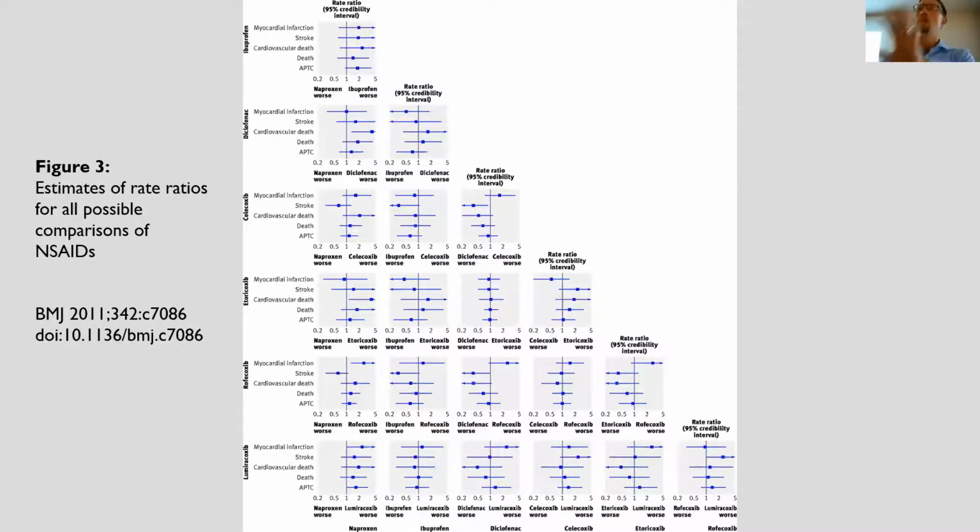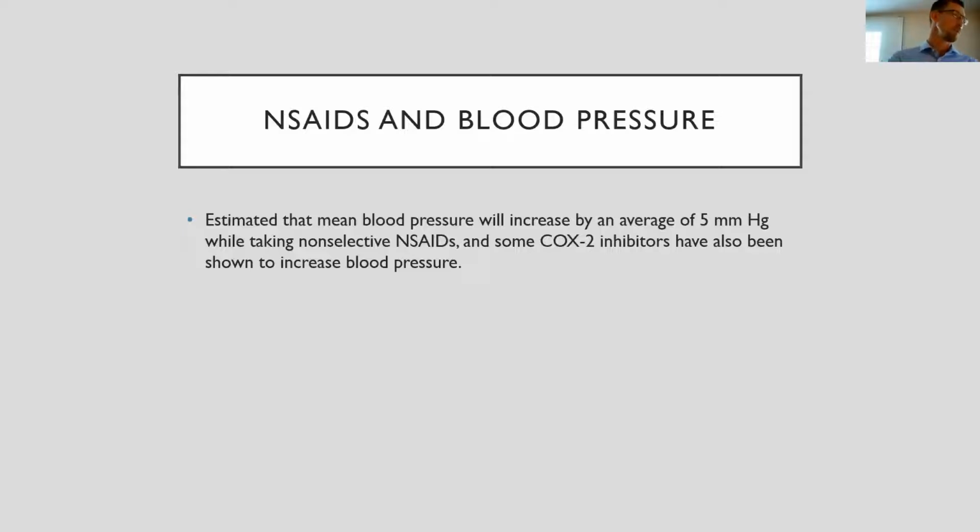I'm going to boil this down for you a little bit in different slides. We talked about the blood pressure thing, and again, estimated increase of an average of about 5 millimeters mercury with non-selective, and actually, I need to update the wording on this, but all NSAIDs.